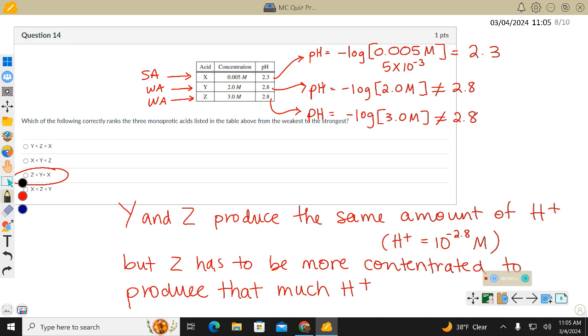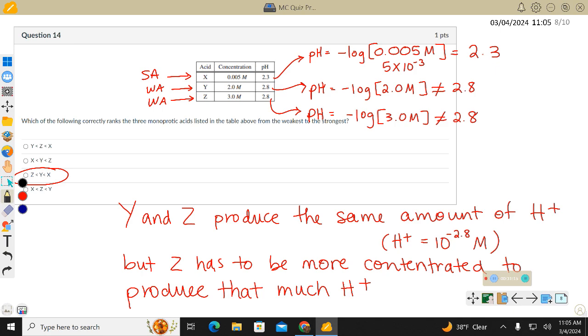Well, then the other two, if those were strong, you should be able to go opposite log of 2, opposite log of 3. And, oh, wait a second. That is not 2.8. If I plug that in my calculator, I am not getting 2.8.